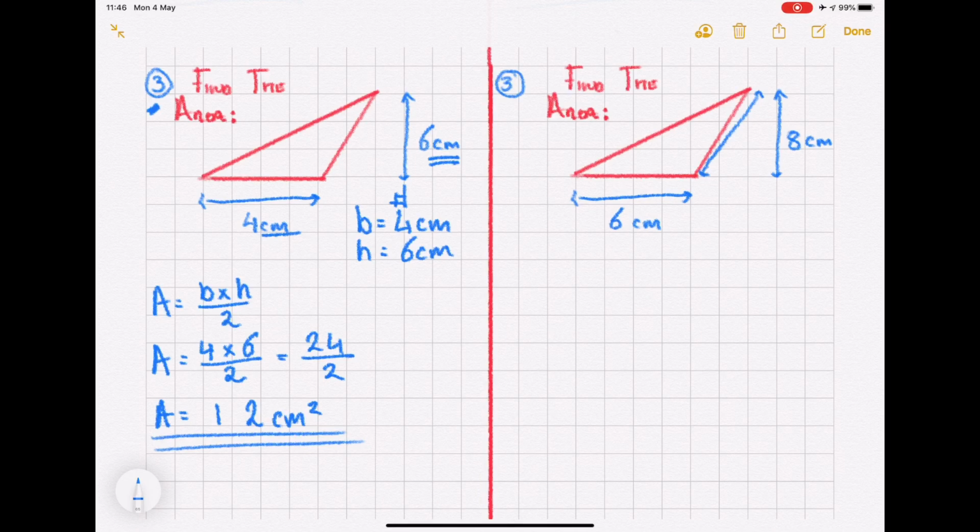Okay, so pause the video here. Copy out the working for this left-hand example and have a go at this right-hand example, this little added bit. I'm just going to add in that length there just to see how you can deal with it. So pause the video here, copy out the working for this left-hand example, then have a go at this right-hand example, and then play the video once you're done.